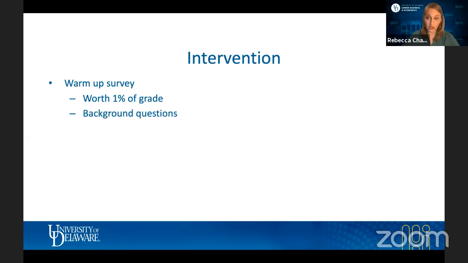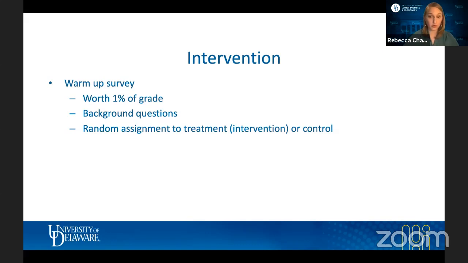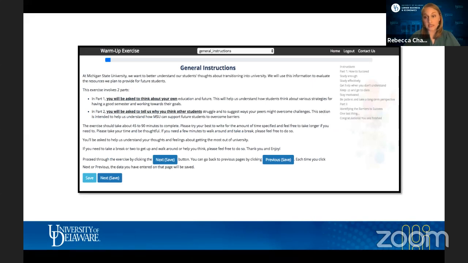The warm-up survey included first a series of background questions about themselves. And then after they completed the background questions, there was random assignment of the students to the treatment, which was the intervention, or to a control group. If students were assigned to the treatment, they received something like this, where it was a kind of lengthy exercise. You'll see here the exercise took about 45 to 90 minutes.